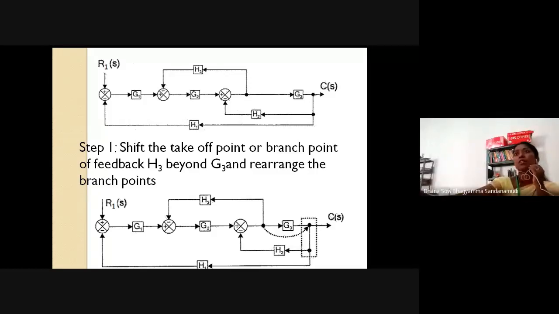So what I can see is this is a smaller loop. Of course, this is also a smaller loop, but there is a summing point here as well as here within this loop. In this loop, forward path gain is there, reverse feedback path gain is there, but there is a branch point inside this loop. If I am able to move this branch point this side, I will get a smaller feedback loop. I can eliminate that loop.